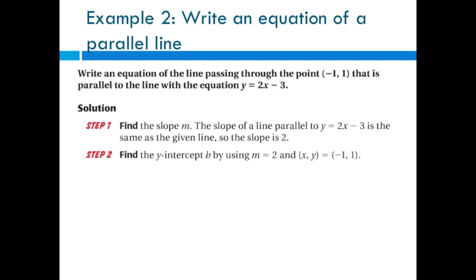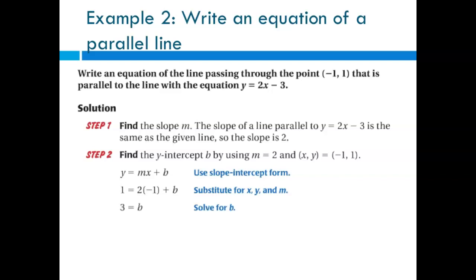Next, we have to find the y-intercept b. Now since we know the slope is 2, and we also know a point that it goes through, (-1, 1), we can plug all these values into y equals mx plus b and solve for b. So y is equal to 1, m is equal to 2, and x is equal to negative 1. Now we have b as the only variable here, and we can solve. So we have 1 equals negative 2 plus b, add 2 to both sides, and we have b equals 3. So since we found the slope is 2 and the y-intercept is 3, the equation of our line is y equals 2x plus 3.